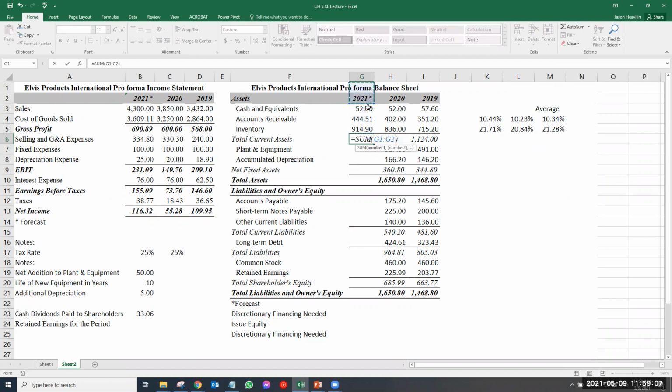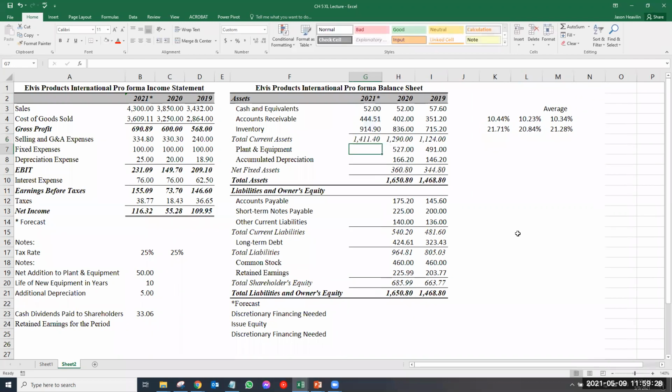So let's do that again so you can see actually. I can just grab it here and shift it down, or move it down one, so it only includes the ones that I want. G3, which is G3 to G5. That's the way it looks with a sum function. Sum meaning it's going to add it together. So that is our total current assets.